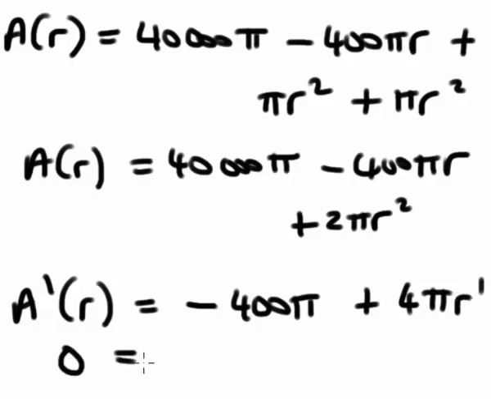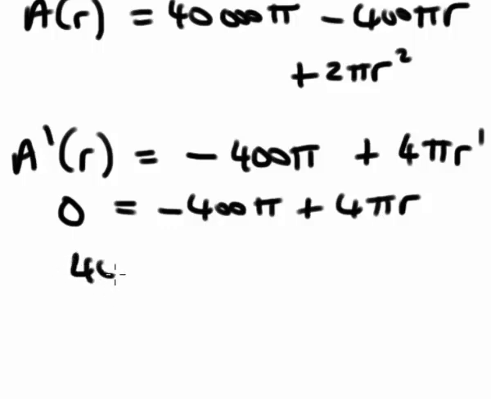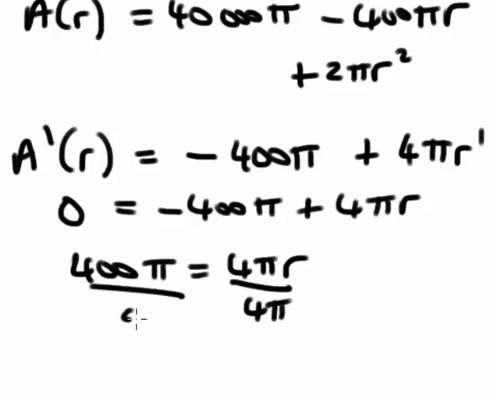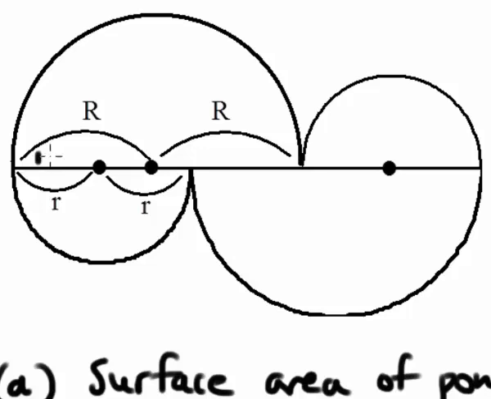Put the derivative equal to naught, and let's solve for little r and see what we get. Okay, there we go. So this gives me 400 pi is 4 pi r. Divide everybody by the 4 pi, and that gives you 100 is little r. So the little radius must be 100. So if we go back to our circle, the little r here must be 100.